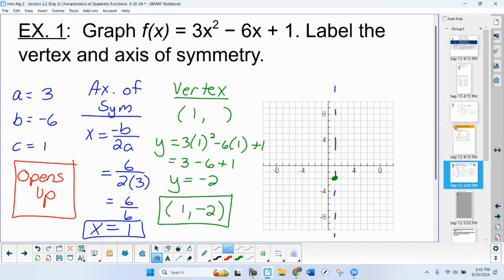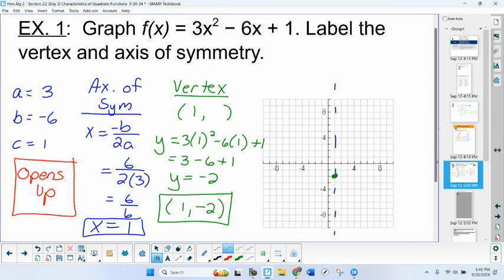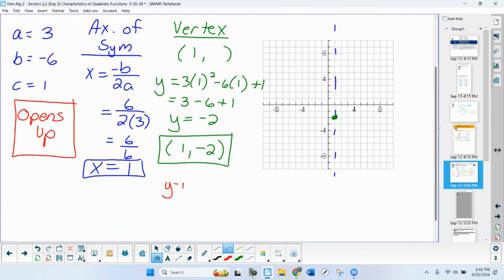All right, we have one more point that would be helpful for us to graph, and that would be the y-intercept. What's the y-intercept again? It's at the point what, everybody? 0, C. What's C? 1. So the y-intercept is at the point 0, C. In this case, it would be at 0, 1. So I'm going to go over 0, up 1. And I'm going to reflect that point because I know it's symmetrical about the axis of symmetry.